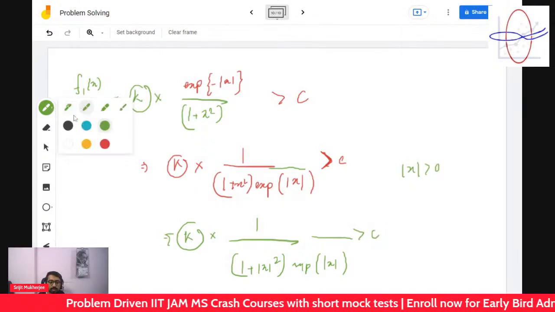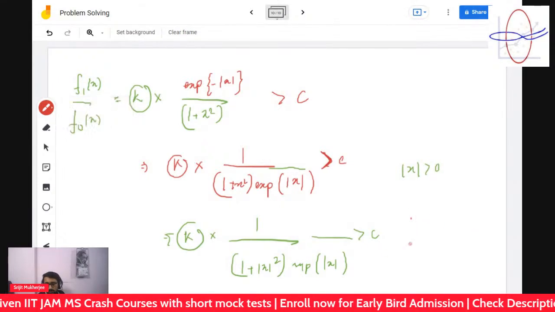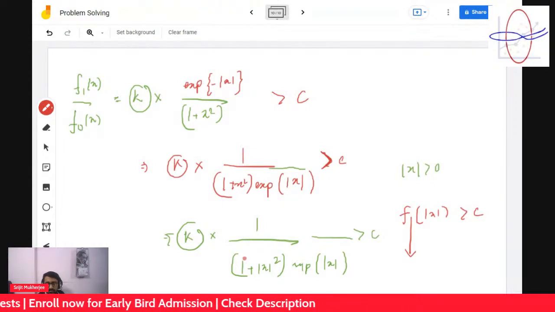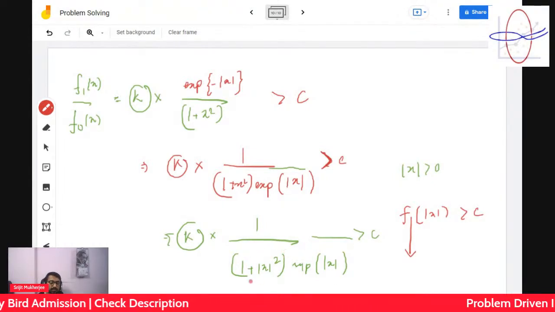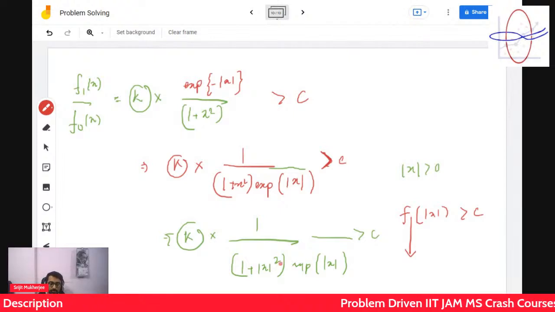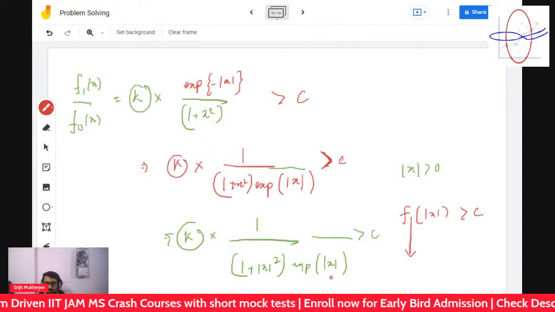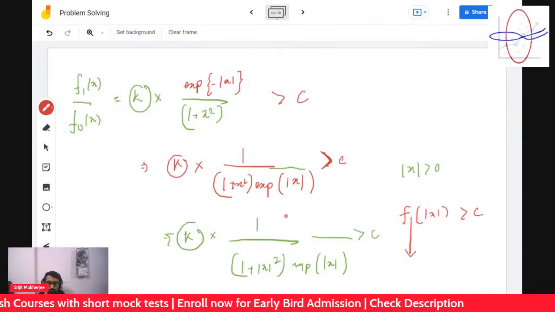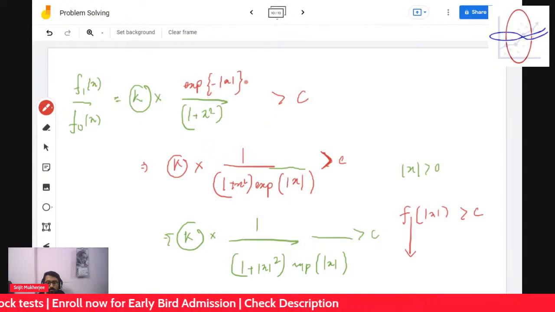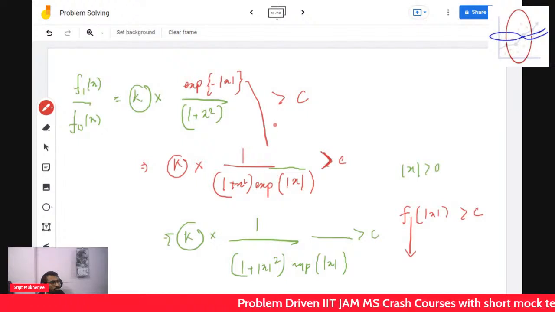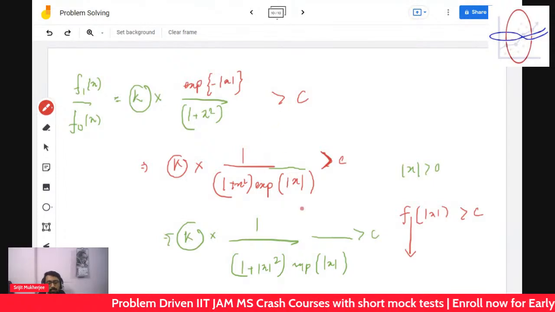Can you tell me what this is? This is a decreasing function of mod x greater than c. You see, this is decreasing, since mod x greater than 0. Because mod x is greater than 0, 1 plus x square is on the positive side, so it's increasing on the positive side. It's also increasing. Sir, what happened to that negative in the beginning, the exponential minus mod x? It came down, right? Sir, that was like, it's minus, okay, fine, got it.